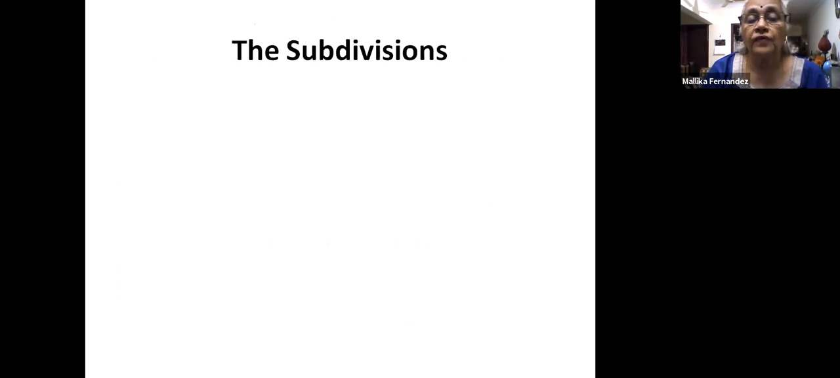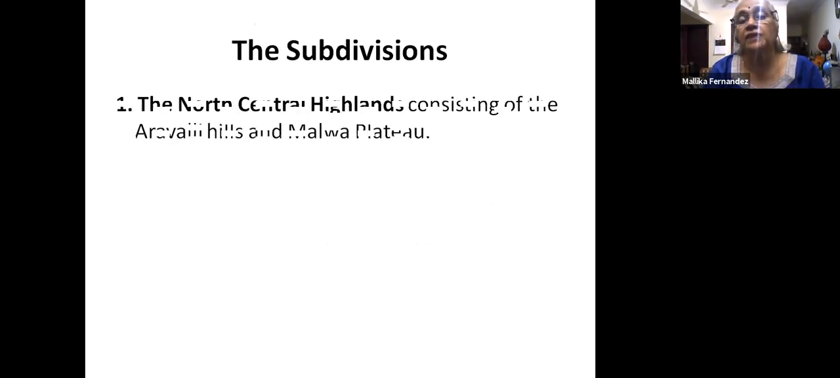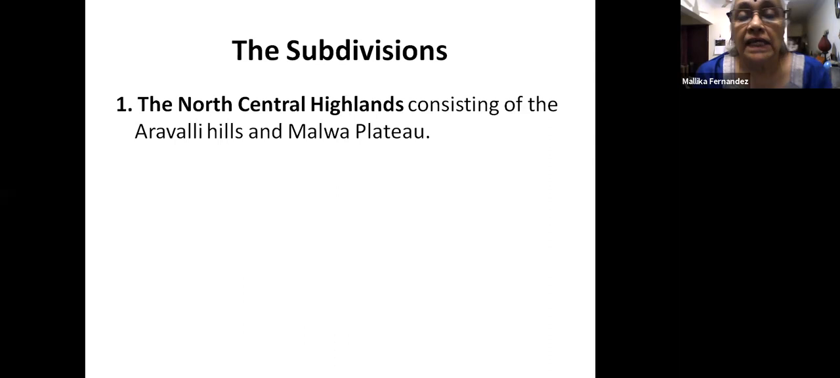Okay, so that's why the divisions become. So the subdivisions here, each subdivision has at least 3 to 4 other divisions. So if we take the North Central Highlands, the Central Highlands is the entire region. Then the North Central Highlands consists of Aravalli Hills and Malwa Plateau. Now, where are these located? These are located in Rajasthan and Madhya Pradesh.